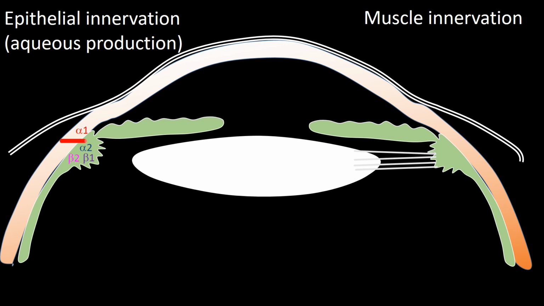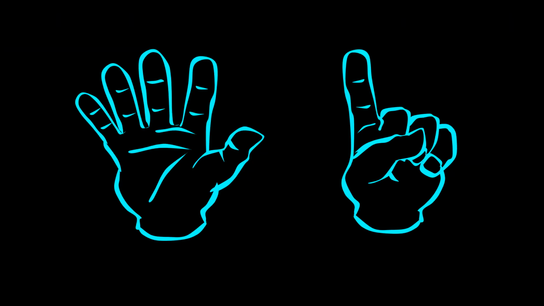On the right side of this frame, I will represent the receptors involved in muscle innervation. Muscarinic 3 receptors are present in the circular iris muscle and in the ciliary muscle. Beta-2 receptors, in addition to being present in the ciliary epithelium, are also present in the ciliary muscle. Alpha-1 receptors, in addition to being present in the vessel irrigating the epithelium, are also present in the radial iris muscle. We are going to mention 6 mechanisms of action of drugs used to treat glaucoma.